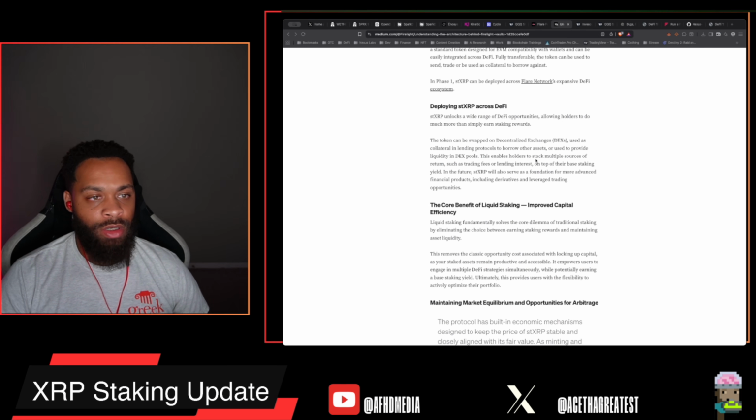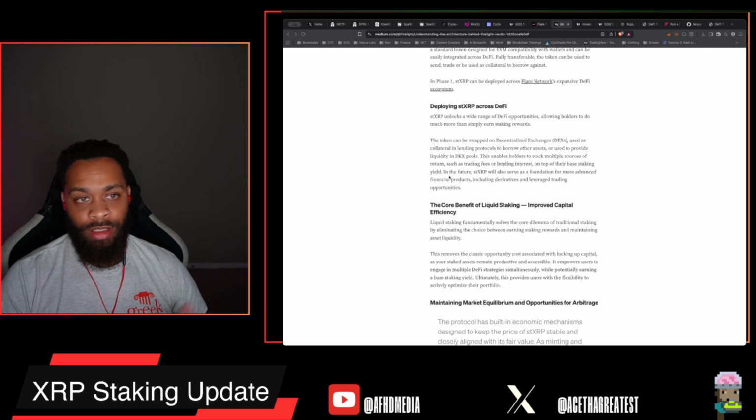This enables holders to stack multiple sources of return, such as trading fees or lending interest, on top of their base staking yield. So not only will you be earning a yield for simply having staked XRP through Firelight, but you can compound those returns by either supplying liquidity on a DEX or lending that staked XRP on Kinetic, for instance, to earn lending interest. I'm pretty sure there'll be several other uses, but we haven't heard of what those dApps will be just yet.